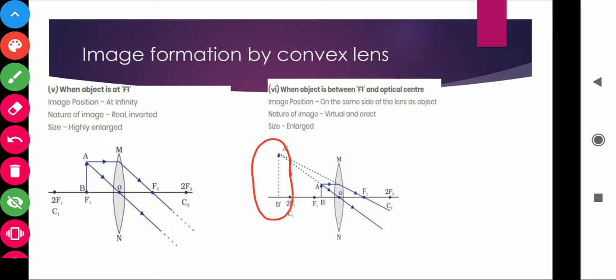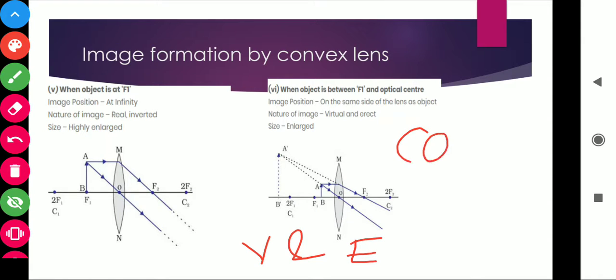This is the image. You can see the image is very enlarged, virtual and erect, and on the same side of the lens. This is the only case in which virtual and erect images are formed. Otherwise, in a convex lens, all images are real and inverted. These are the 6 ray diagrams.